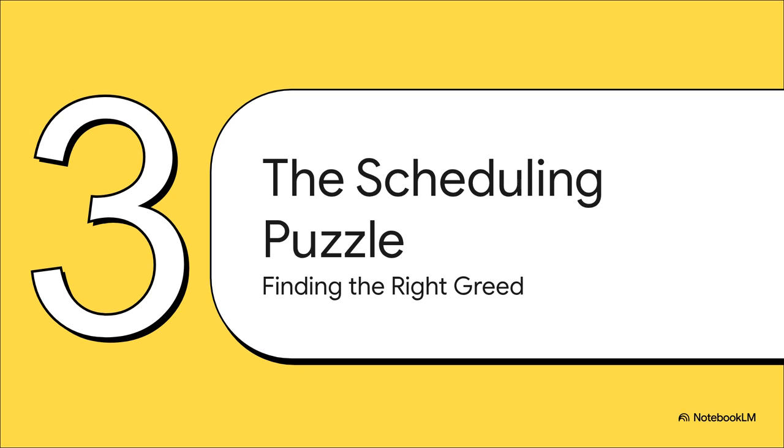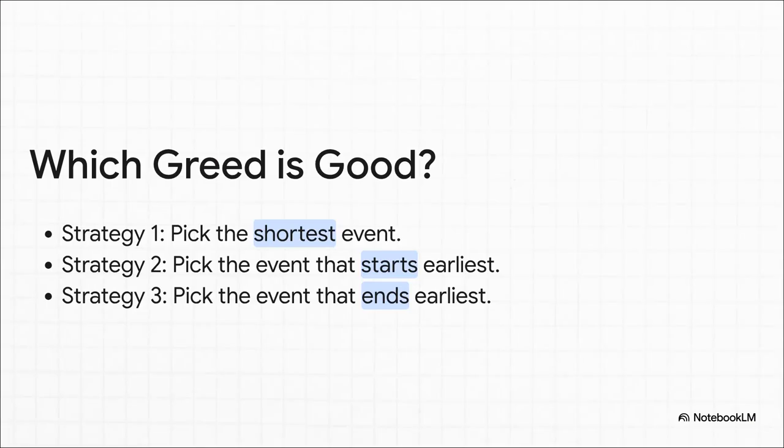So let's see how we can do that with a new puzzle. All right, new scenario. Imagine you have a list of events, all with start and end times.